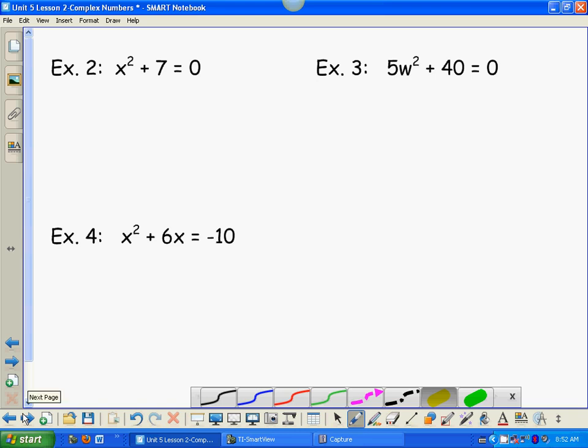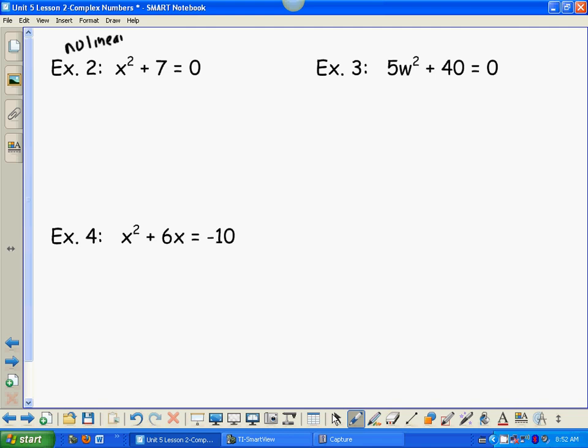Okay. So let's try some more. When I have x squared plus 7 equals 0, there's no linear term. So I'm going to go ahead and use square roots to solve this. So I'm going to subtract 7 from both sides.